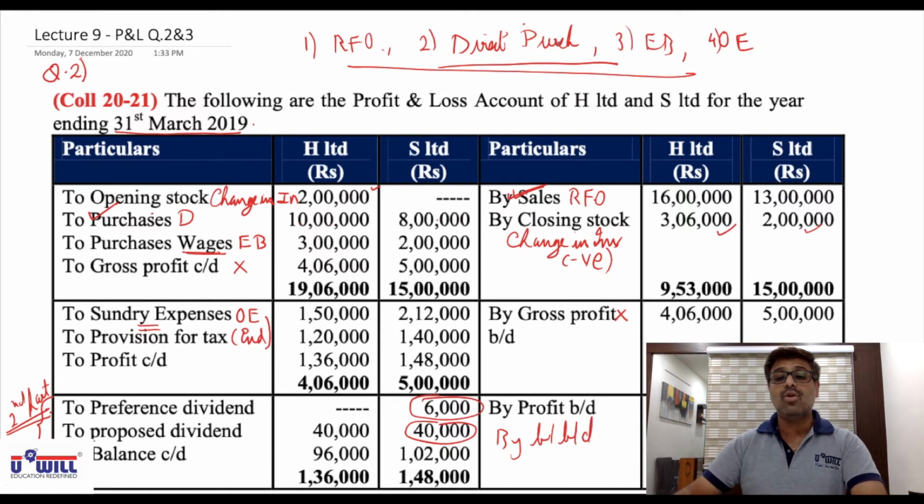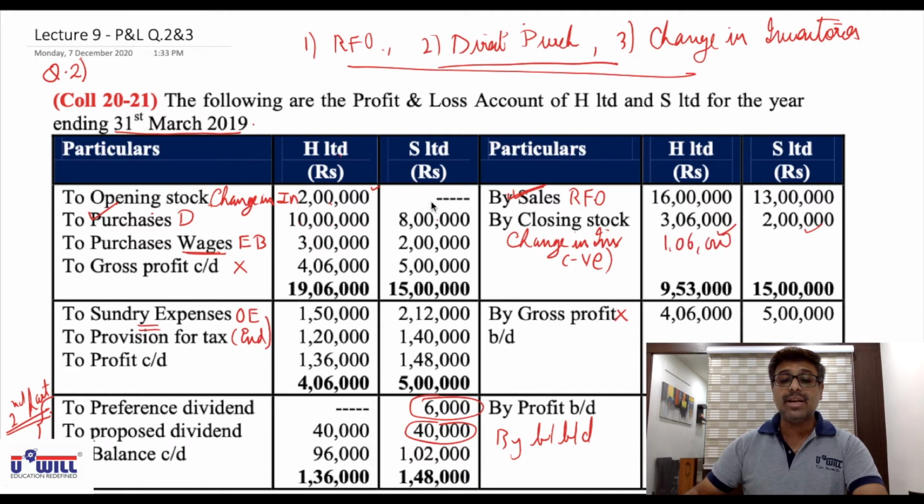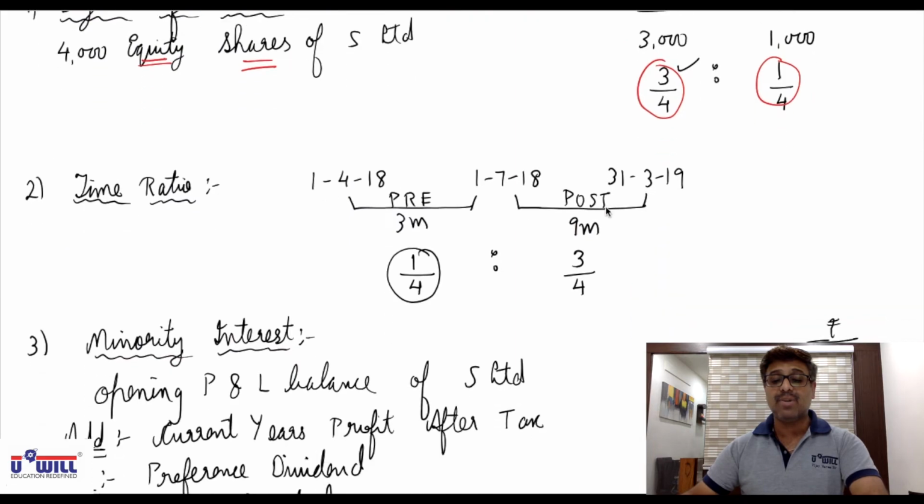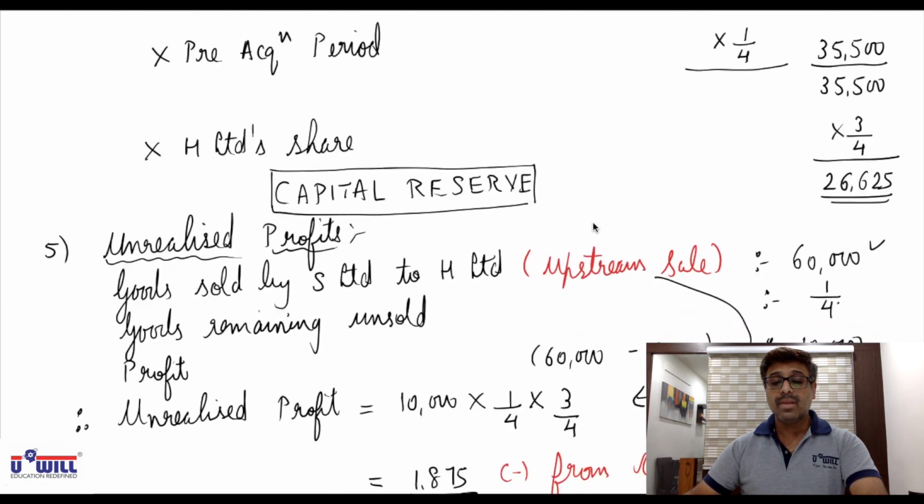Okay, you also have change in inventories. So after the note of direct purchases, you'll make third note of change in inventories. How will you find change in inventories? Difference between opening and closing stock means H Limited you'll record 2 lakh and 3 lakh 6,000, difference 1 lakh 6,000. And S Limited you'll record nil and 2 lakhs, difference 2 lakhs. And in this total 3 lakh 6,000, put tick on it, you will minus unrealized profit, which is 1875.